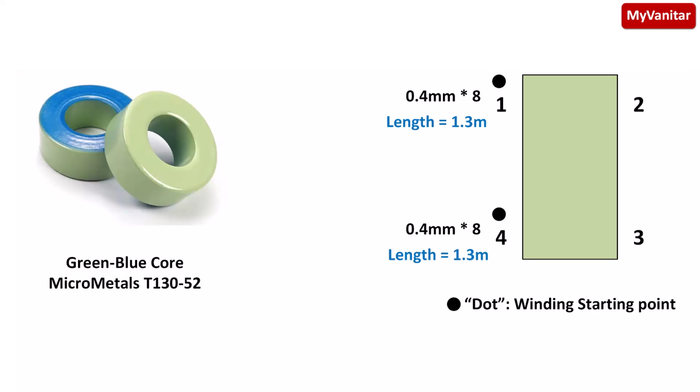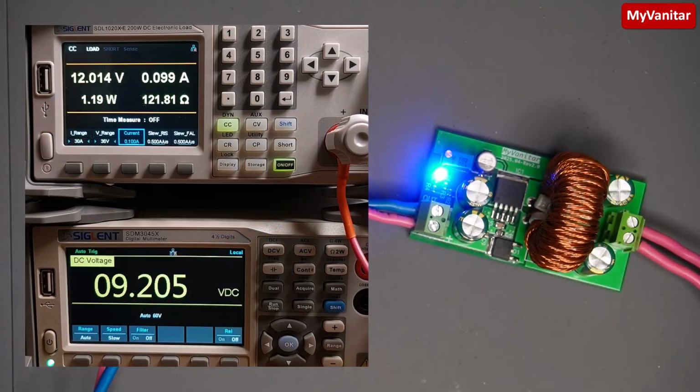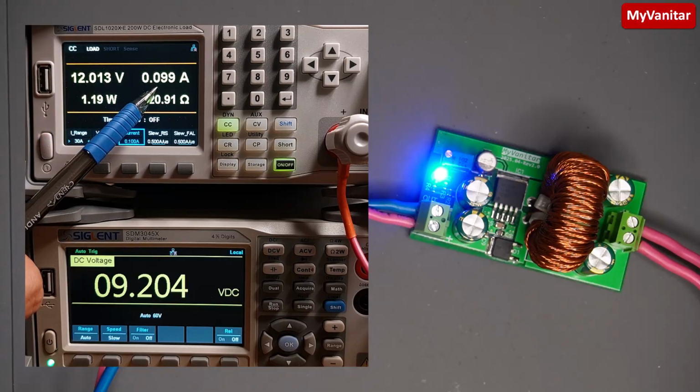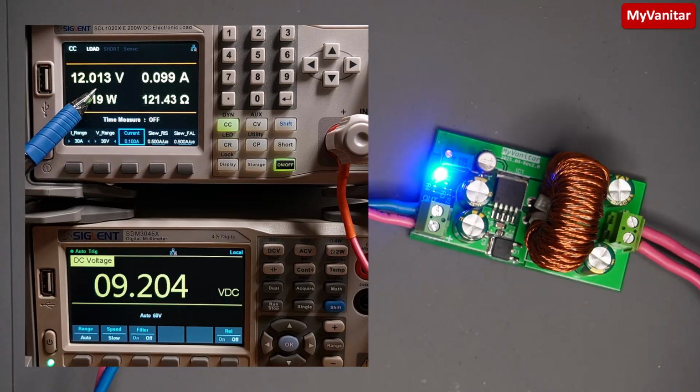Let's go and test this board. All right, welcome to the testing section. I have connected the converter board to the power supply. Here is the output voltage and this is the initial current, which is 100 milliamps. So the output voltage is 12 and this multimeter screen shows the input voltage. The input voltage is 9 and the output voltage is 12.